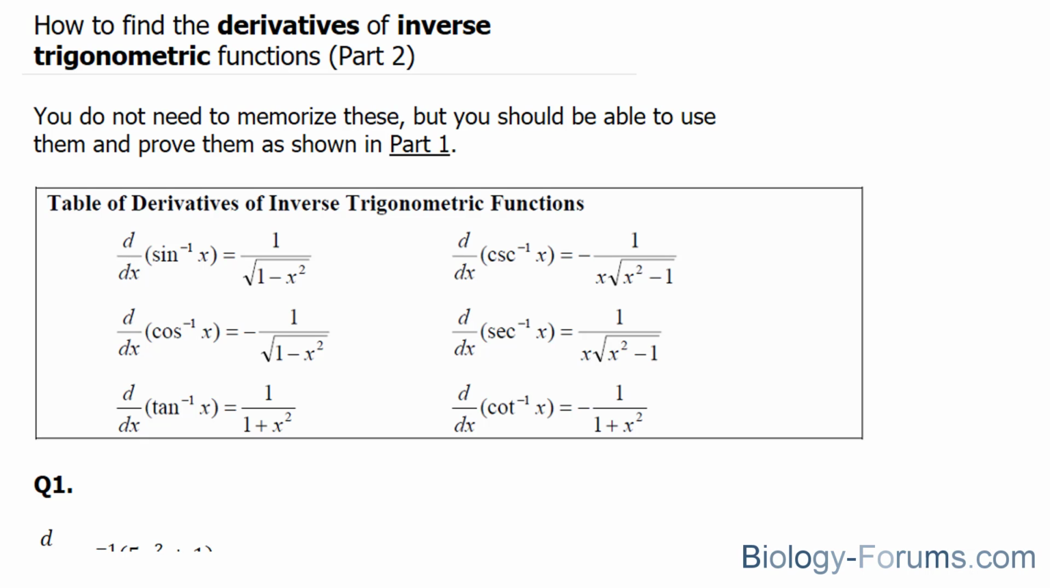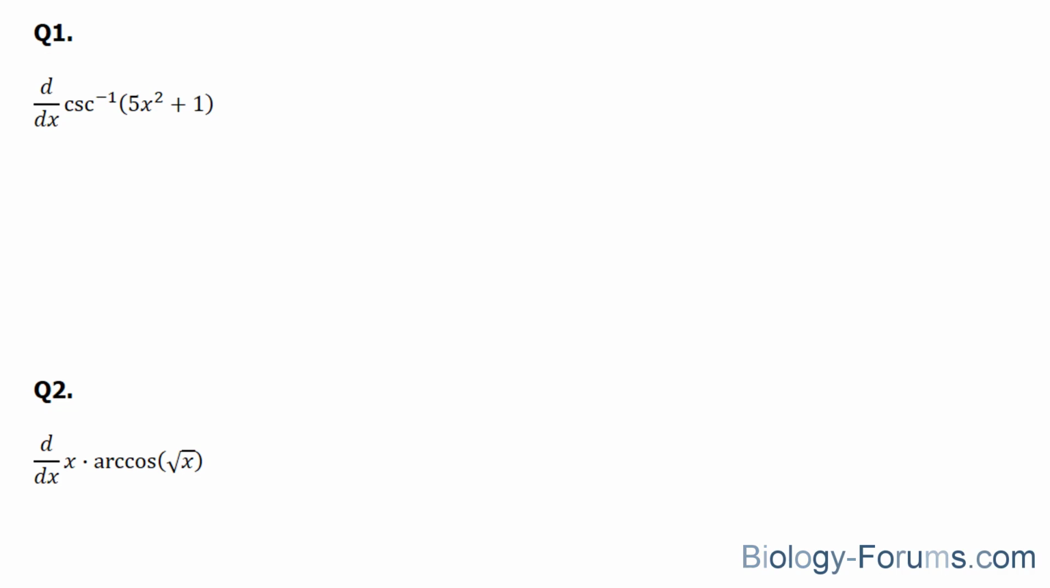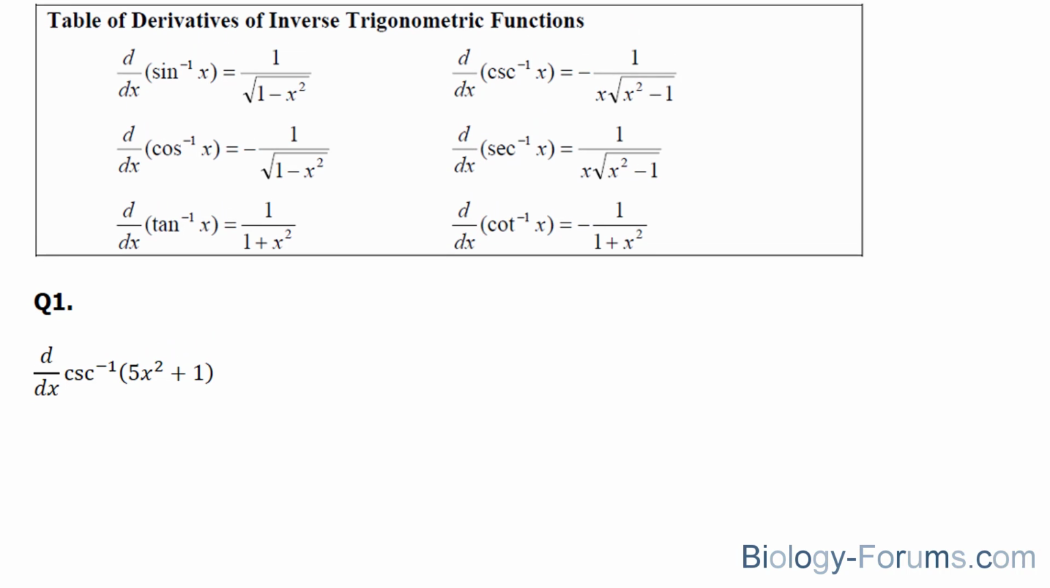Let's start off with question number 1. In question number 1, they are asking us to find the derivative of cosecant inverse of 5x squared plus 1. So we'll use our table here, and our table tells us the derivative of cosecant inverse is equal to this. Whatever this value is, in this particular case that value is x, you replace it everywhere you see an x. So in our case, this is our x. You would use this as a template and replace all of these x's with this.